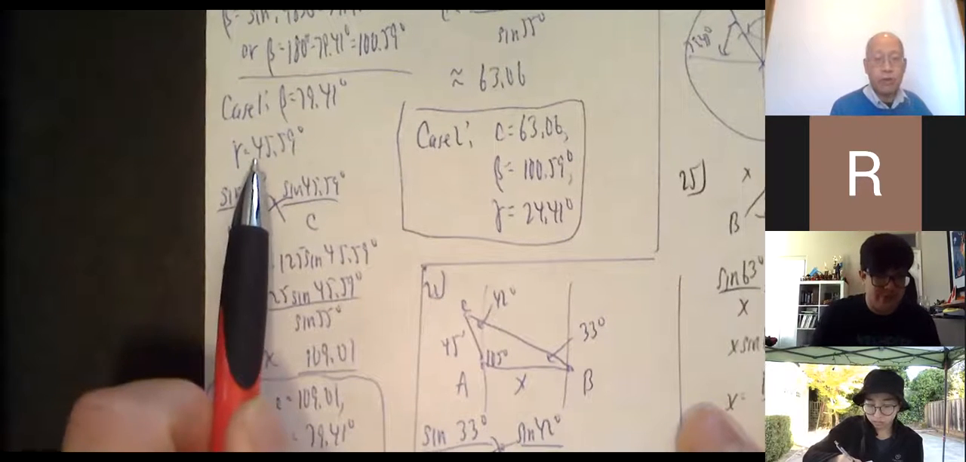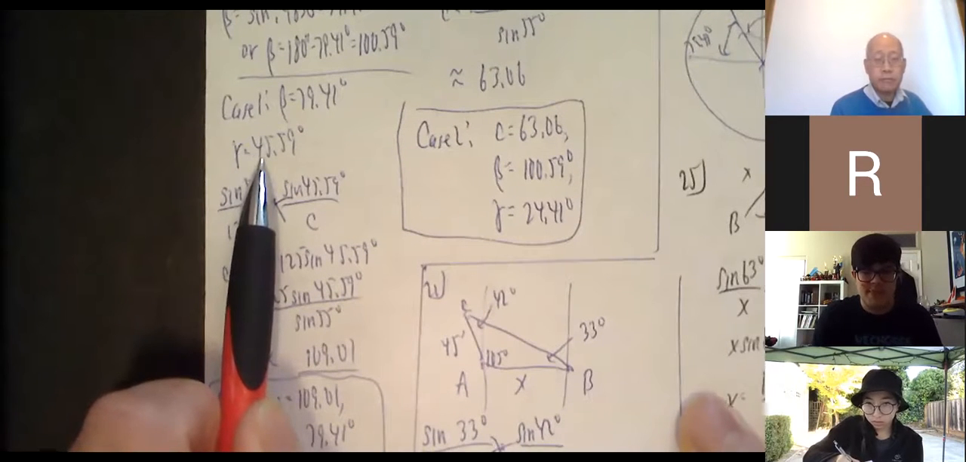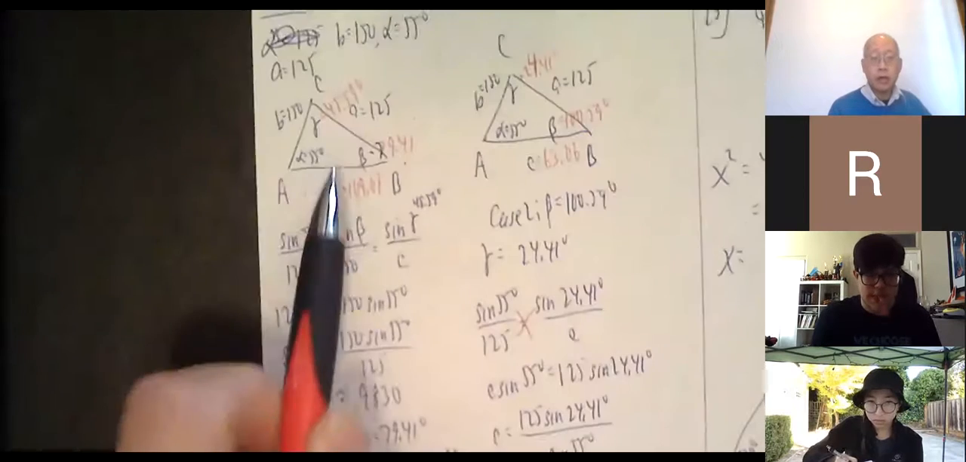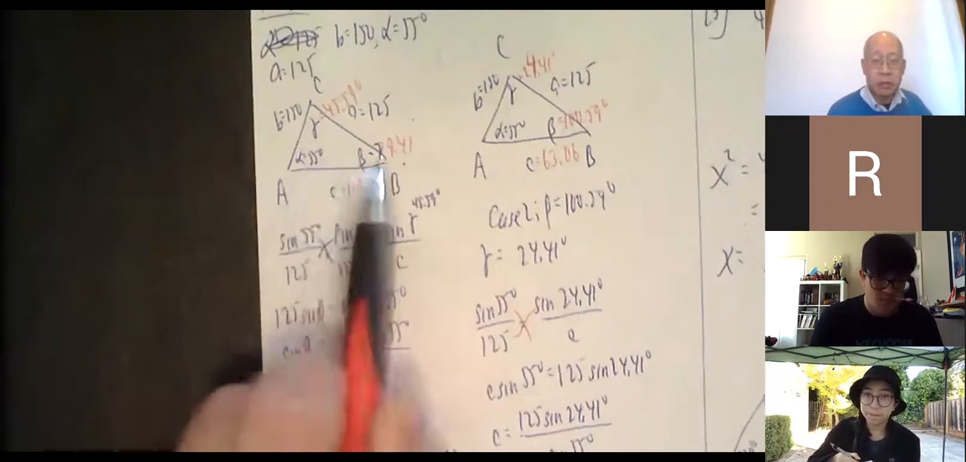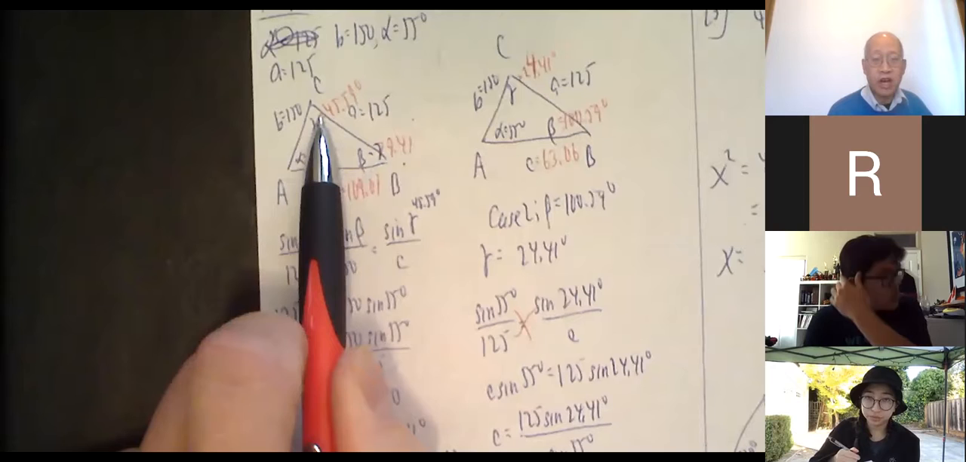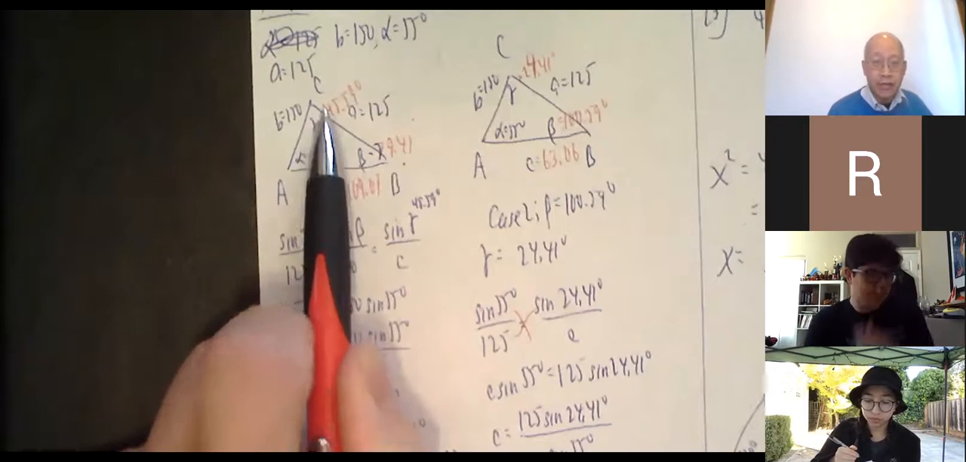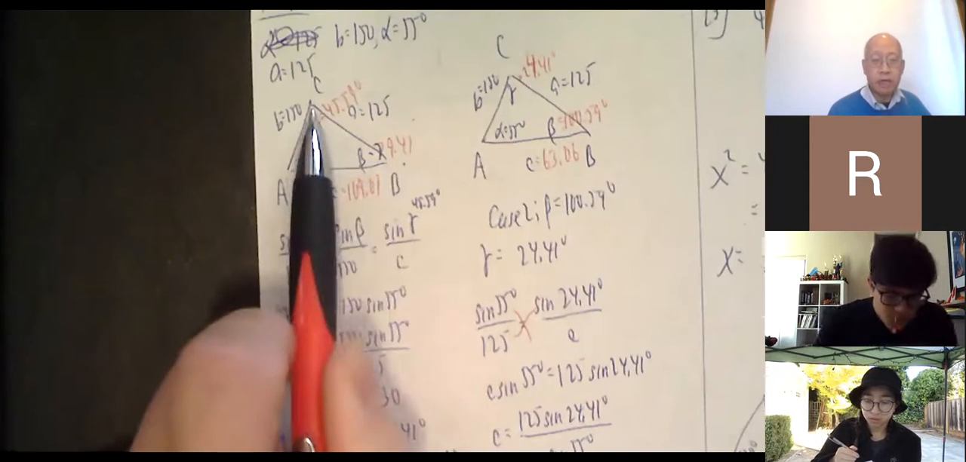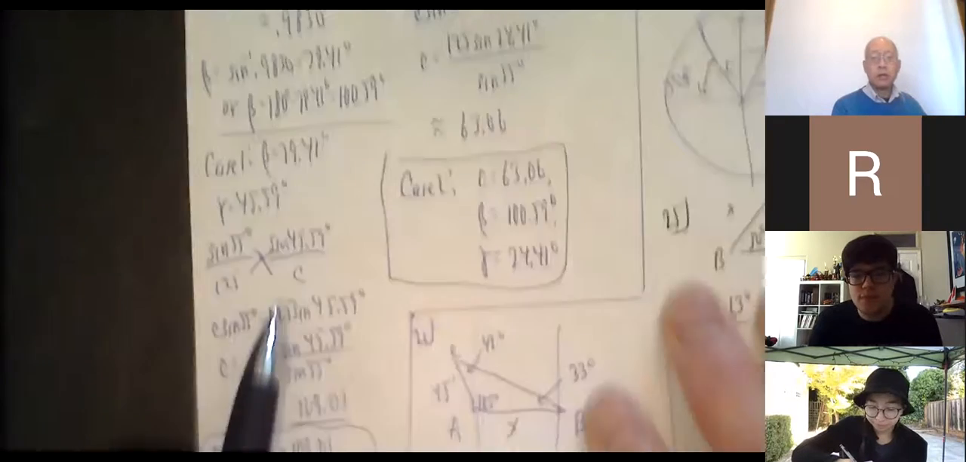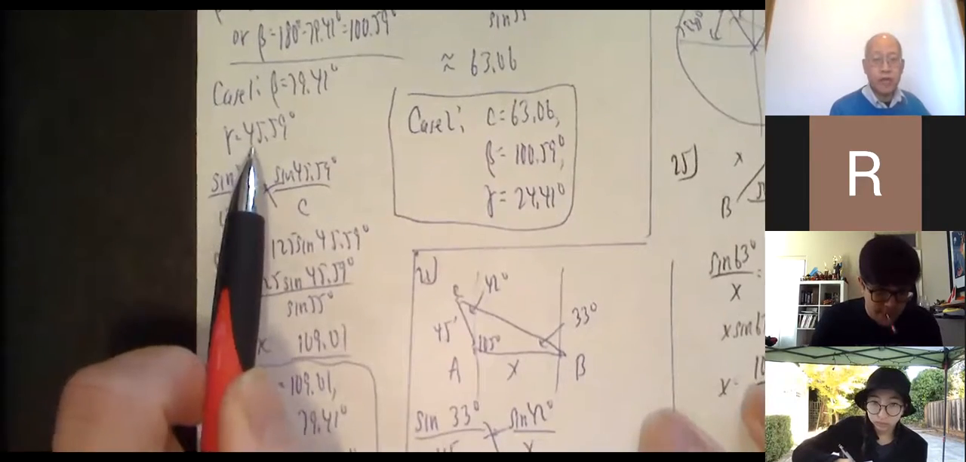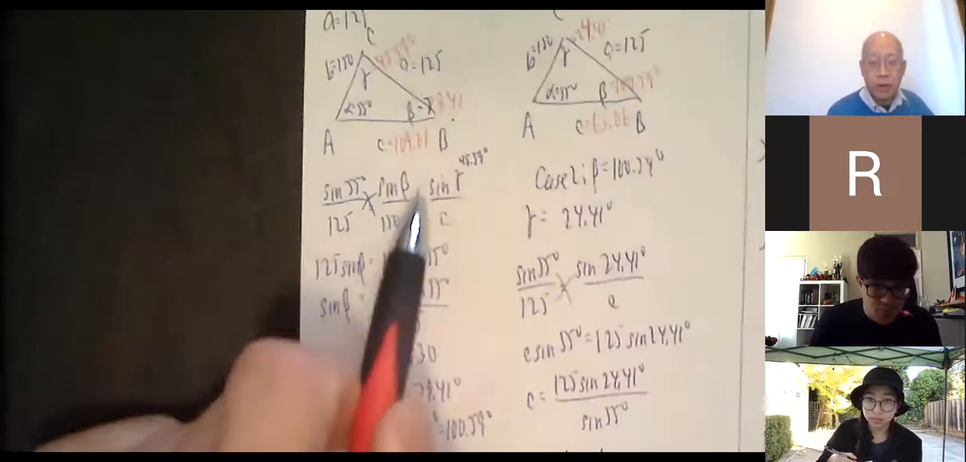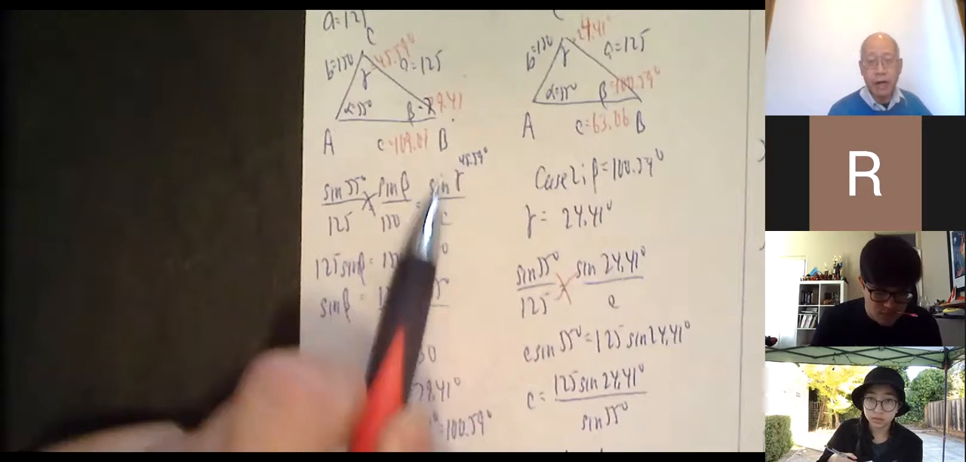And gamma comes out to 45.59 degrees. So I go 180 minus the sum of these two. Okay, 45.59 degrees. So now that plus that is 180. So gamma is 45.59. Then I can put 45.59 right here and go back to my law of sines.